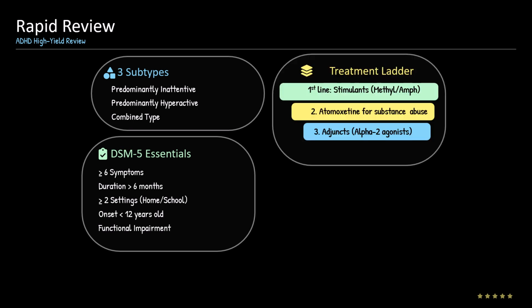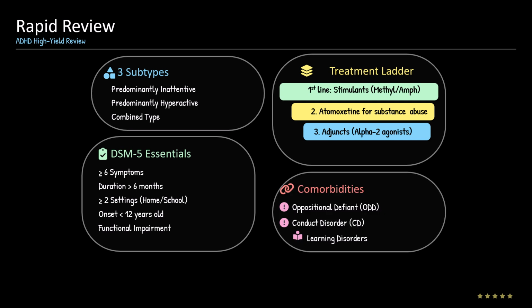Stimulants are first-line treatment, methylphenidate, amphetamines. And Strattera can be used for those who have ADHD plus substance abuse. Adjunctive therapy can be alpha-2 agonists. Comorbidities that are most common are ODD, conduct disorder, and learning disorders.